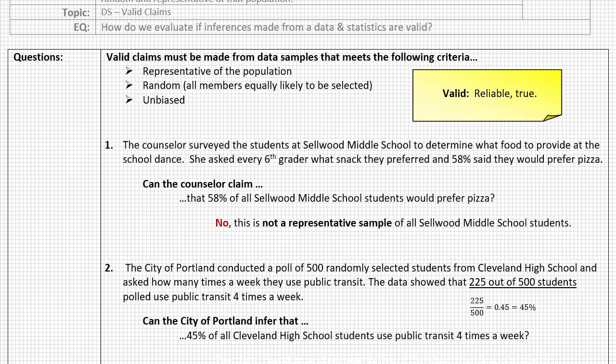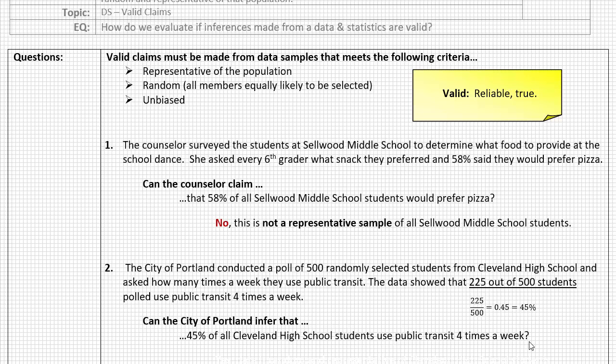Well, first I would want to check to make sure where this statistic came from. So if they said 225 out of 500 students, we would do 225 divided by 500, which is 45 hundredths, which is 45%. So their math checks out here. It is 45% of the students polled. So, can they infer that 45% of all Cleveland high school students use public transit 4 times a week?